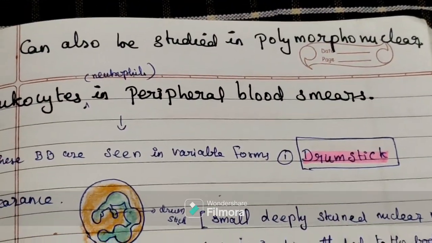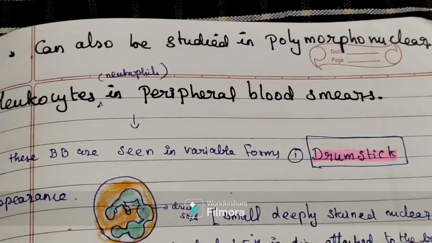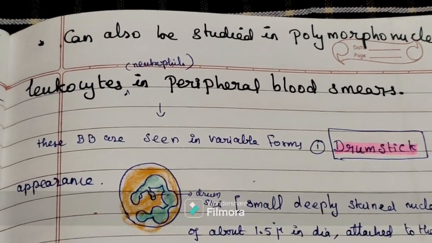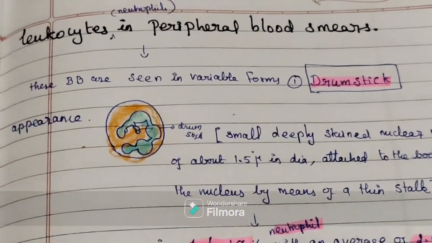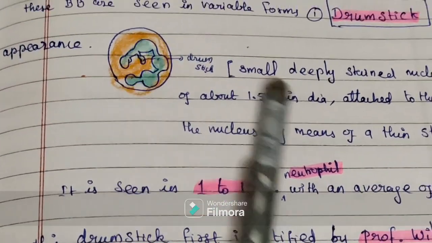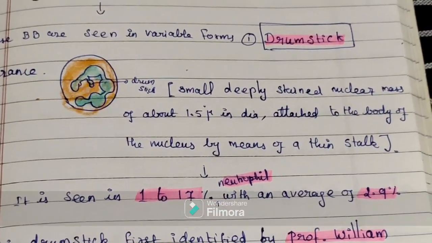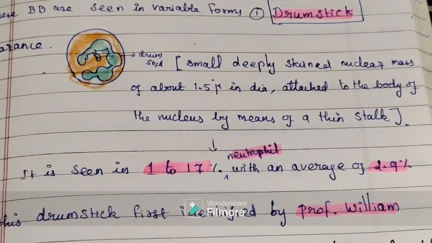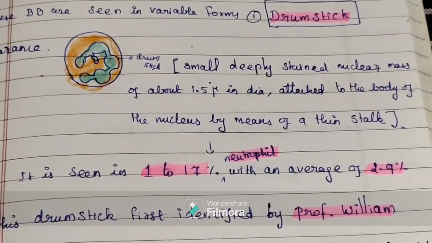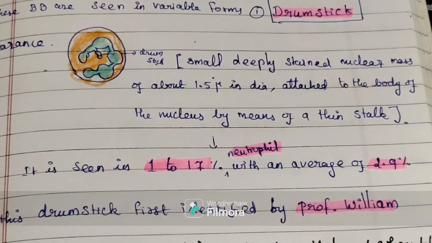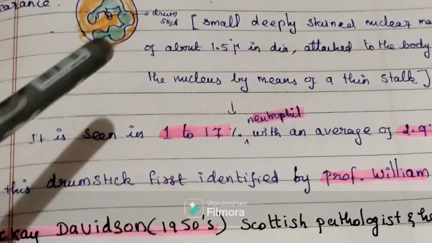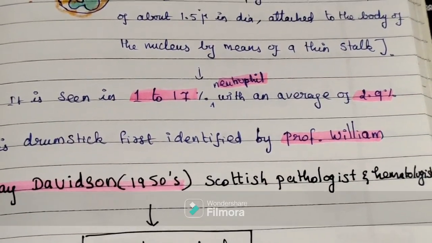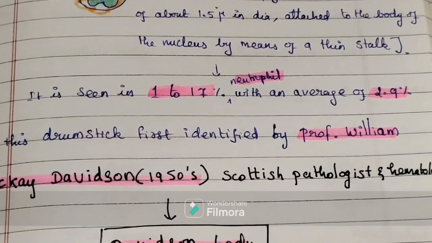This Barr body can also be studied in polymorphonuclear leukocytes, mainly neutrophils in a peripheral blood smear. These Barr bodies are seen in variable forms, mainly the drumstick appearance. This one is the drumstick appearance. The drumstick is a small, deeply stained nuclear mass about 1.5 micron in diameter, attached to the body of the nucleus by means of a thin stalk. It is seen in 1 to 17 percent of neutrophils with an average of 2.9 percent.